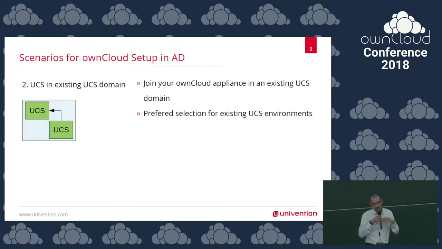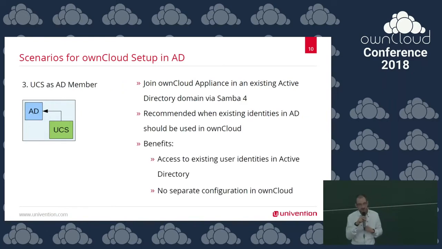The second one is basically an extension to the first one. When you already have a UCS system that you want to use, you just take the appliance, join into this domain, and then you have the same result. You can use the identities that are already there. The third scenario is basically what I wanted to refer to, or the third and the next one as well.